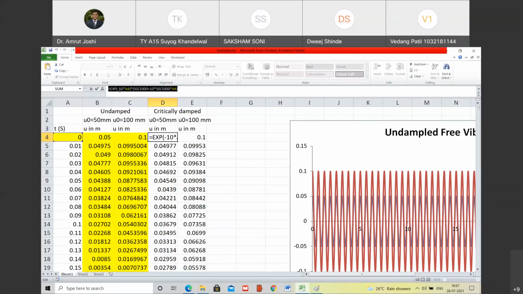So look at this formula. The first term is exponential in the bracket minus 10 into A4. Do you agree with me? Yes, sir. What is A4? Tell me. Column A, it's fourth row. So what is element A4? It is nothing but time. Do you agree with me? Yes. If I take this to the next cell, it becomes A5. Are you with me? Yes. If I take it to next cell, it becomes A6. Yes. So what essentially I am doing? Exponential minus 10 times t. Do you agree with me? Yes. So is this the first part of the solution?